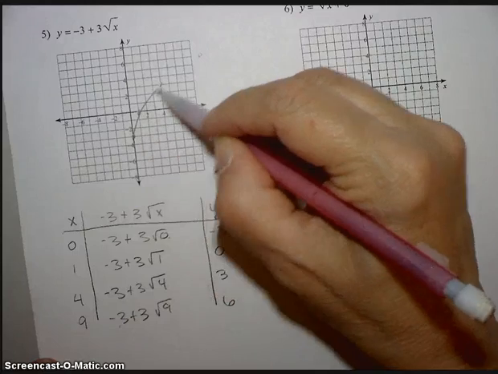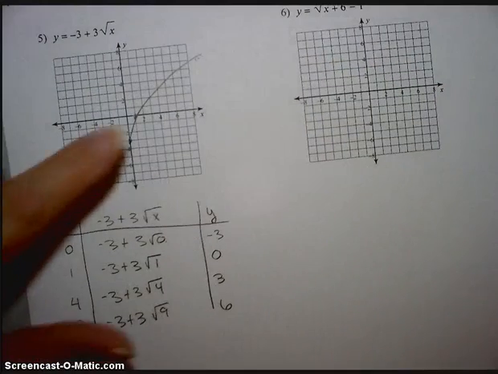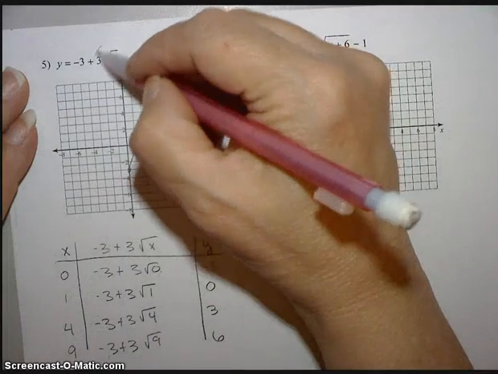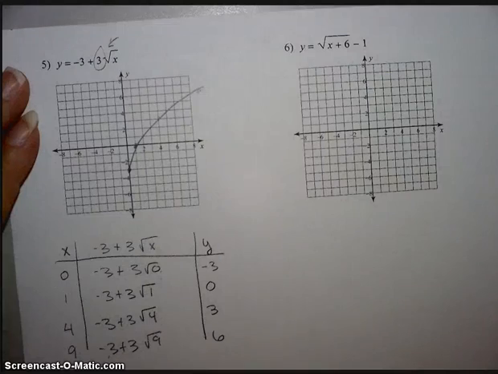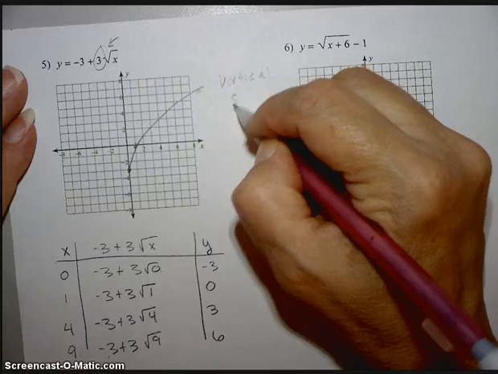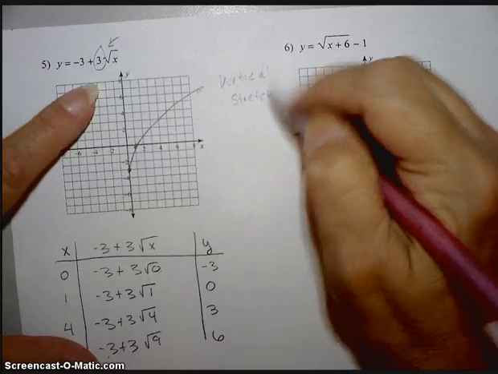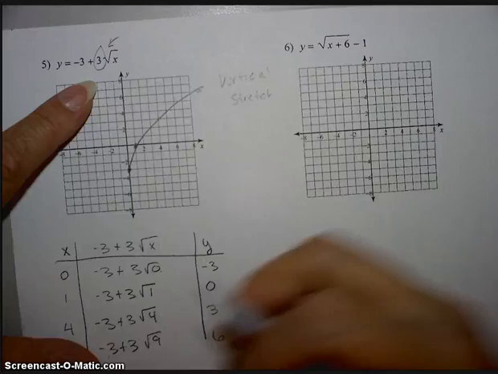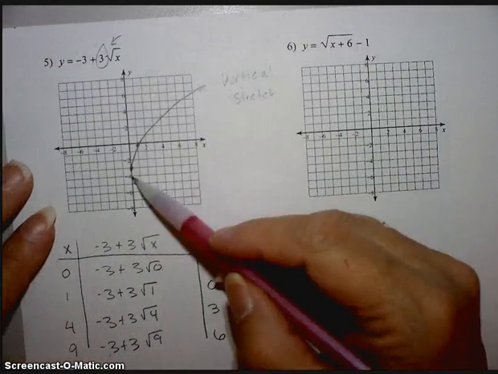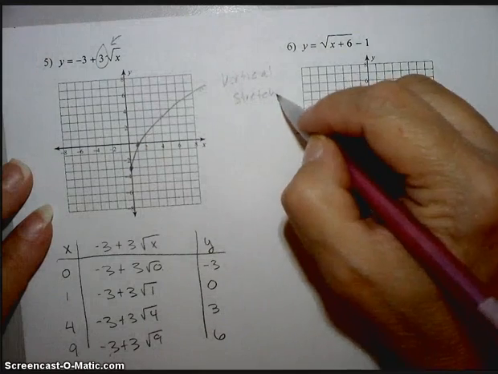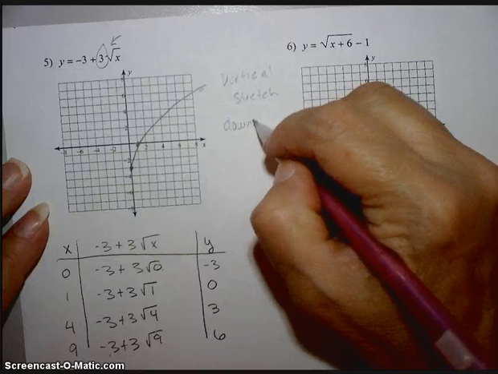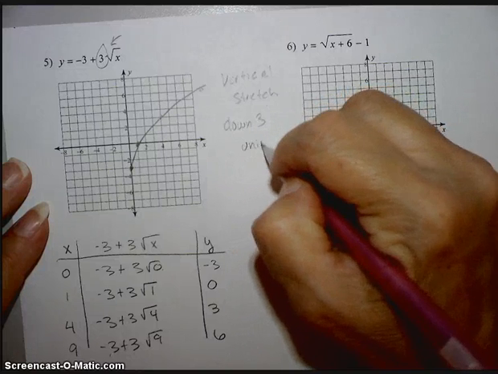If you look at it like this, you'll notice this graph is increasing a little bit faster than the other two that I've graphed. That's because of this number out here. We would say this is a vertical stretch because it's increasing faster. If this was a fraction, it would be a shrink. So since it's a stretch, and we move down 3, if we asked you about the translation, this would be a vertical stretch, and you went down 3 units.